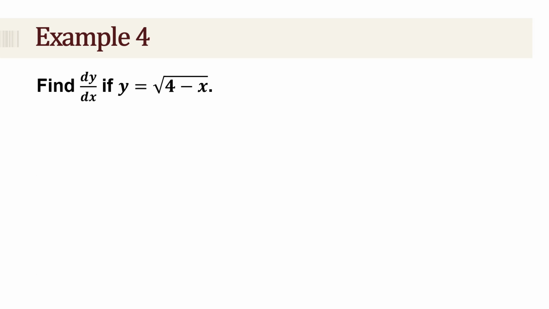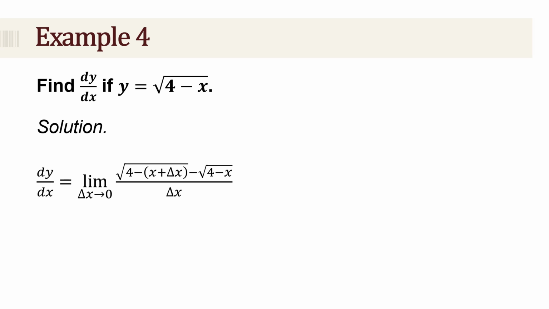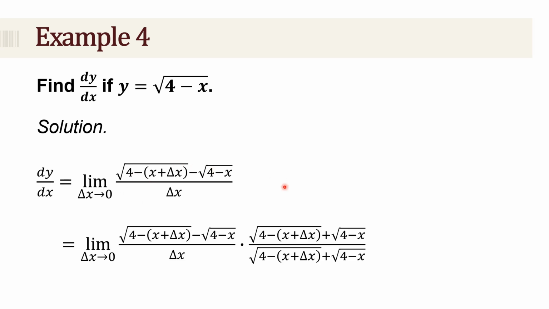For the next example, we find dy over dx if y equals the square root of 4 minus x. Again, by using the definition, dy over dx is equal to the limit of the square root of 4 minus x plus delta x minus the square root of 4 minus x all over delta x as delta x approaches 0. Again, since we have a radical here, we multiply with the conjugate.